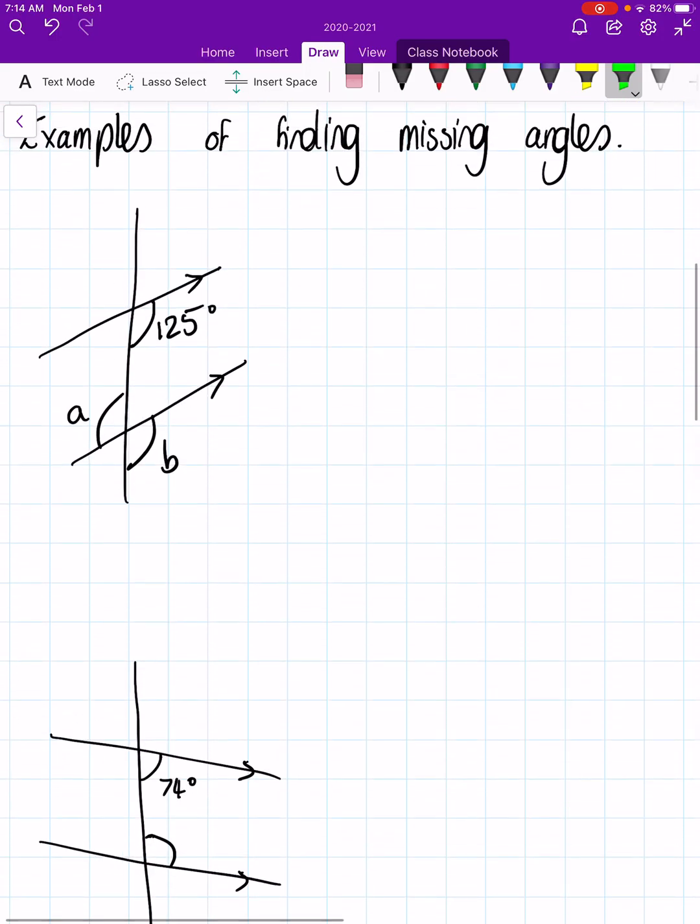So we can use those facts then to find missing angles. So here I have a diagram. It shows an angle of 125 degrees, and we want to find the value of A and B. Well, because 125 and B, they make this F shape, we can say that B is going to equal 125 degrees because of corresponding angles.